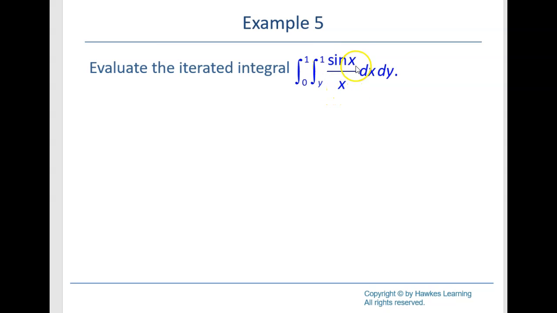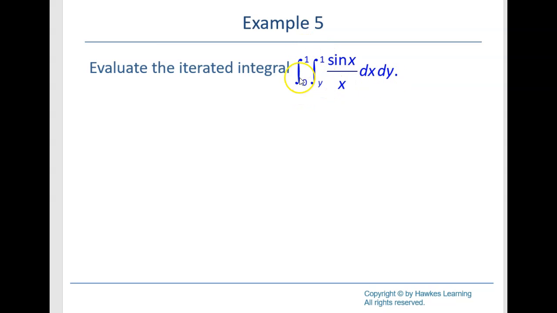In Calculus 2, you had to approximate this when you were learning integration by parts. This doesn't have a closed form antiderivative. So what we have to do is look at our region.